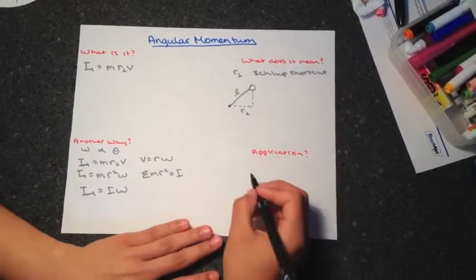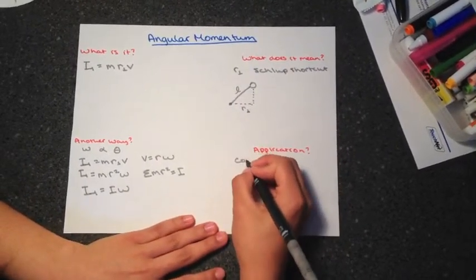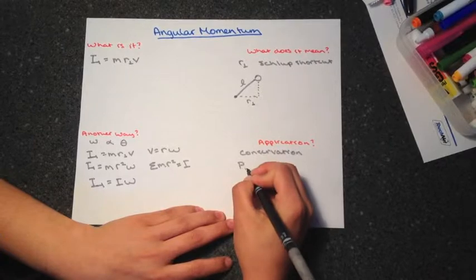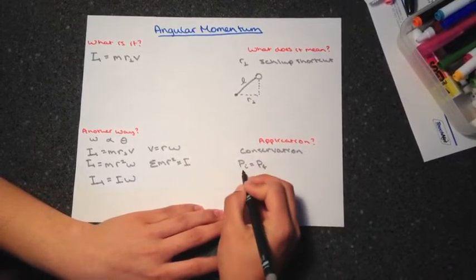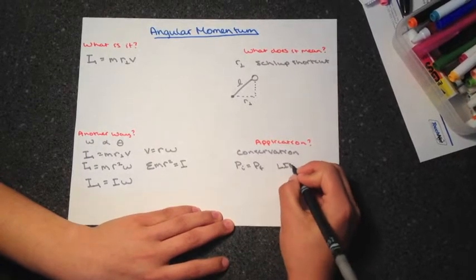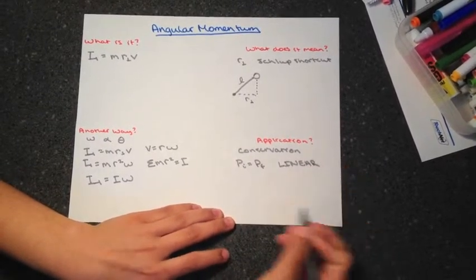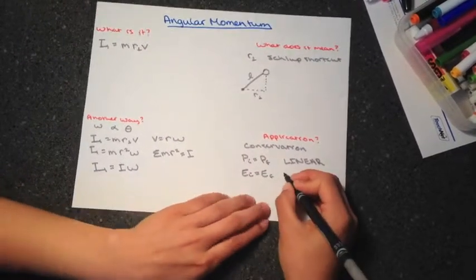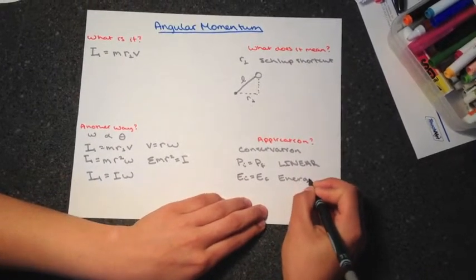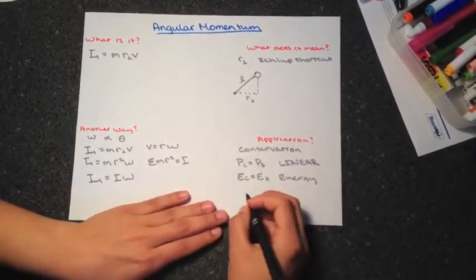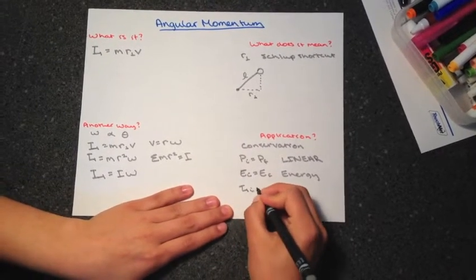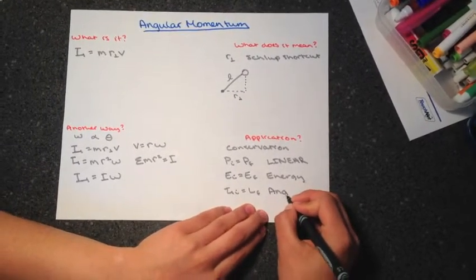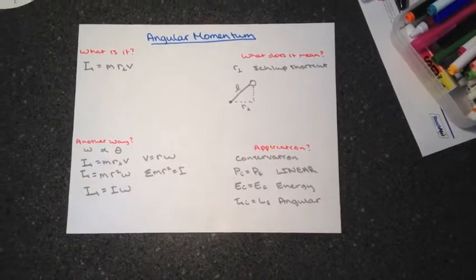So what is the application of this? We already know two forms of conservation. We know that Pi is equal to Pf, conservation of linear momentum. But we also know that Ei is equal to Ef, which is energy. But with angular momentum, we finally have the third piece, and we know that Li is equal to Lf, which is something that you'll be using in a majority of the problems you'll do during this section, and also something we will use in just a second.